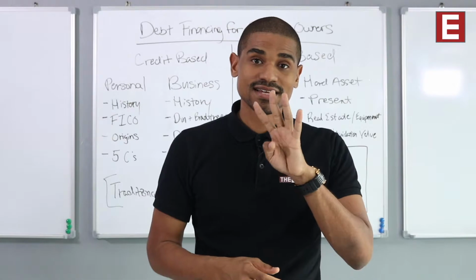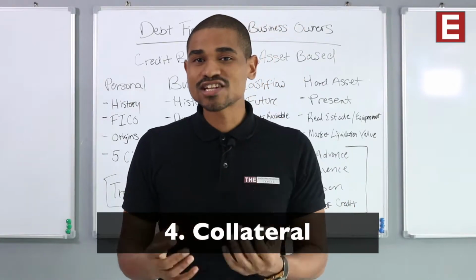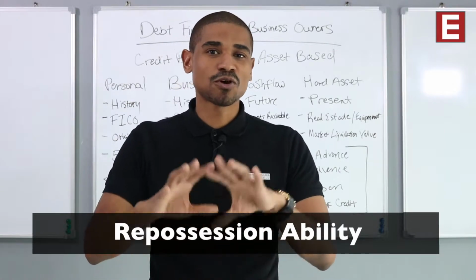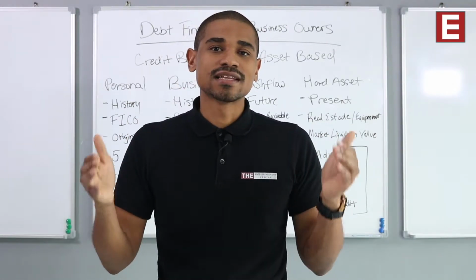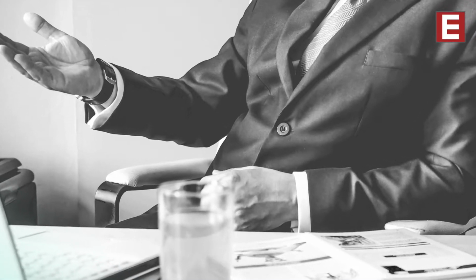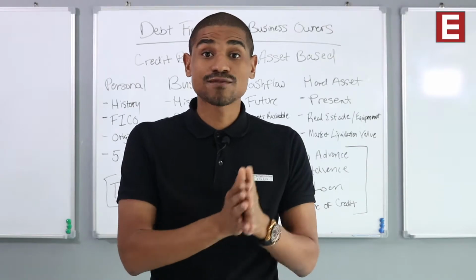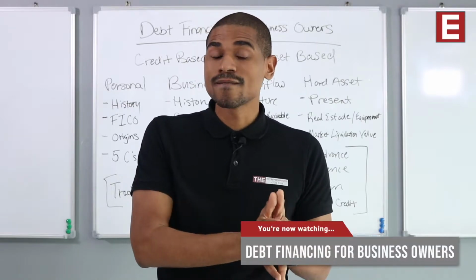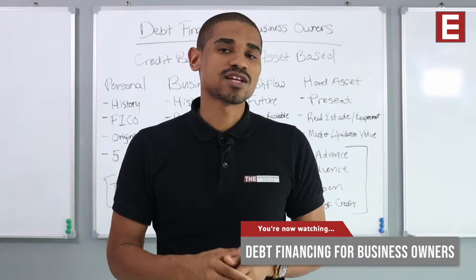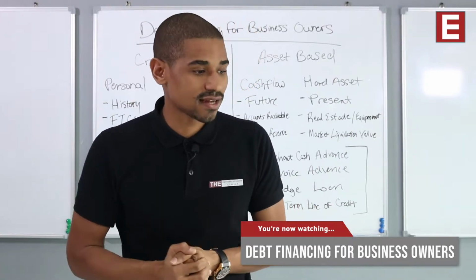The 4th is collateral. And essentially collateral is your repossession ability. Now, most people don't break it down like that, but that's just the truth. Lenders want to know, what can I take from you if you default, right? So that's your repossession ability. And the less you have to repossess, if that's one of the main things they're basing your lending decision on, there's probably a lower likelihood that you're actually going to get the loan that you need.